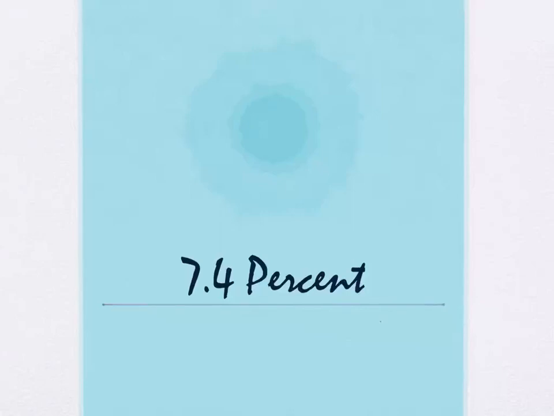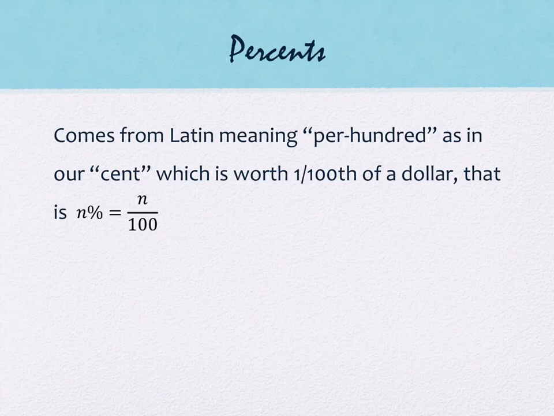All right, today we're going to do section 7.4, at least the first part of it. What we're taking a look at in this section is percents or percentages. And the first definition is exactly that word, percent. This actually comes from the Latin word that means per hundred, as in our cent, a penny. It's worth 1/100th of a dollar. So when we write down N%, we mean N out of 100.